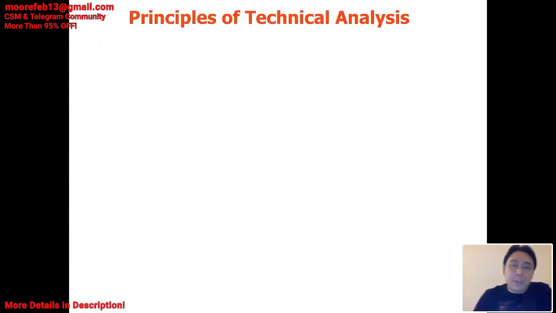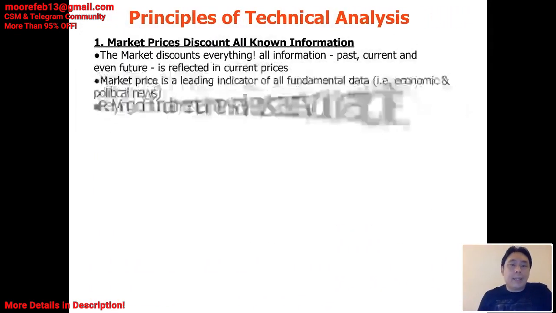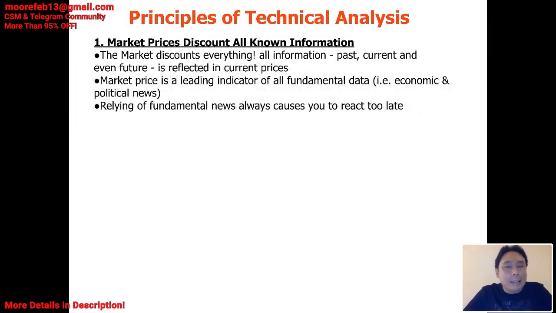Now, before we go into the specific strategies, let's understand the fundamental principles behind technical analysis. And the first principle, the most important principle to understand, is that market prices, stock prices, discount all known information. So the market discounts everything. All information, past, current, and even future information is reflected in current prices.